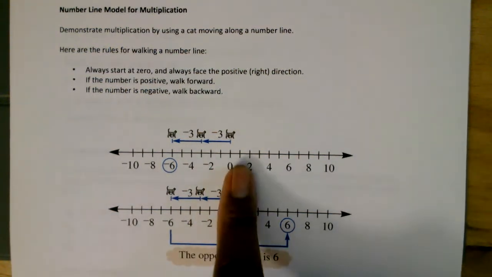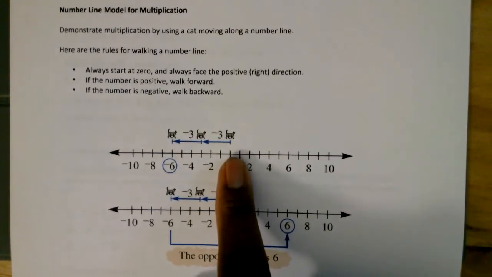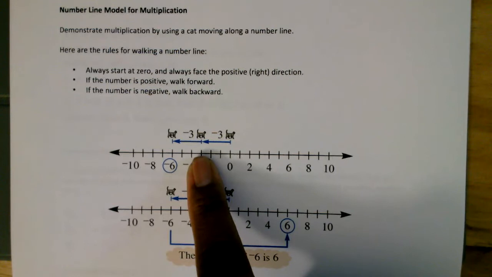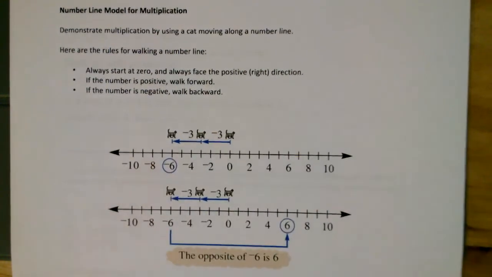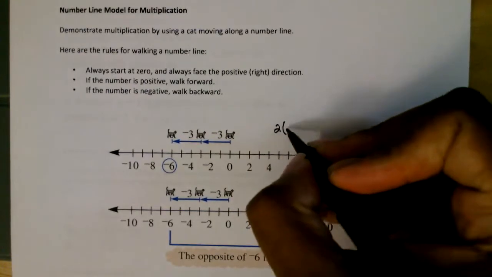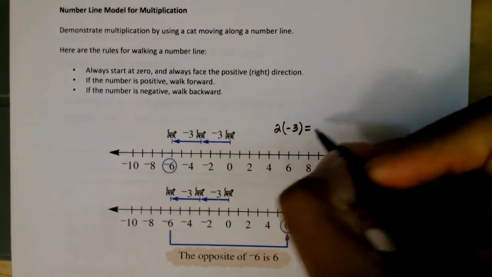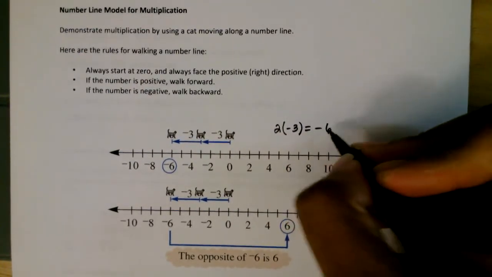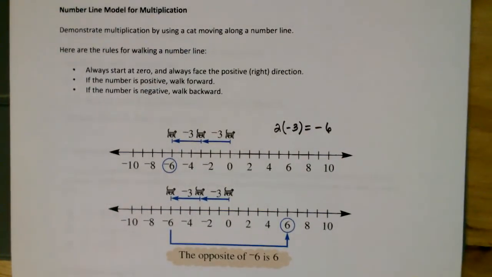So notice in this case here, we started at 0. Here, the 3 is negative, so we walk back 3 places, and then we walk back another 3 places. So twice, 2 times -3, that's -6.